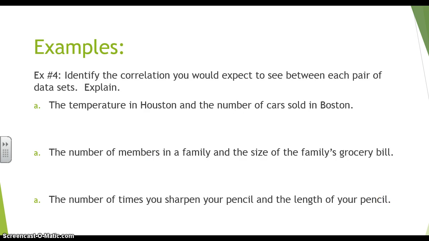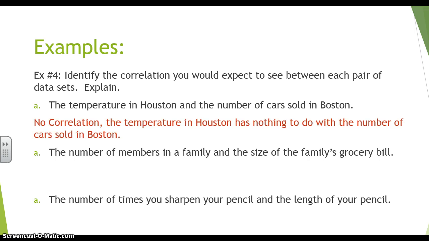Here I have our last example where we are going to identify the correlation that you would expect to see between pairs of data sets. Okay, so the first one we have the temperature in Houston and the number of cars sold in Boston. Is there any relationship or correlation taking place? Is there anything that has to do with the temperature in Houston and the number of cars sold in Boston? No, there's no relationship taking place here. So the answer for A is no correlation. The temperature in Houston has nothing to do with the number of cars sold in Boston. So that would be our answer.